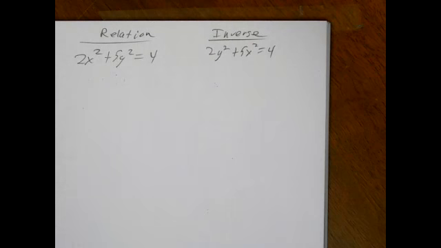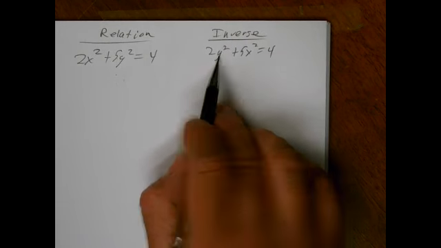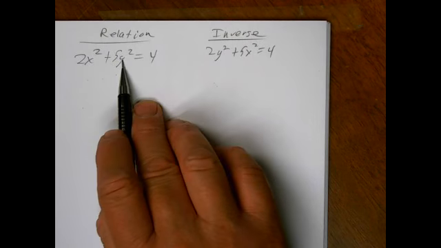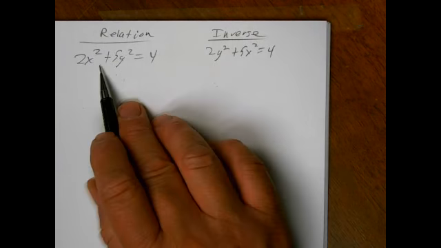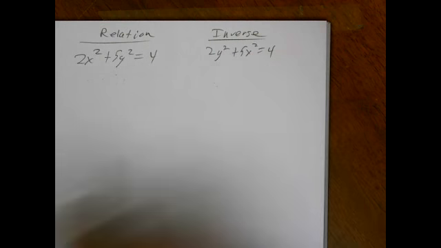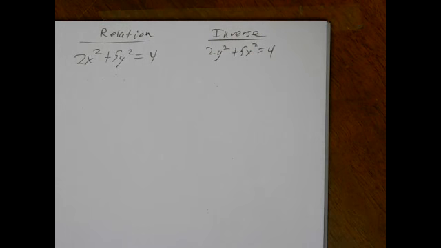Now, when you're moving from a relation to its inverse, it's nice, whenever possible, to solve for the new y. Again, the new y not being the same as the old y. This y used to be x. It's nice to solve for it when you can. This is a situation where that's not particularly convenient. All right, not particularly convenient, so we won't do it.